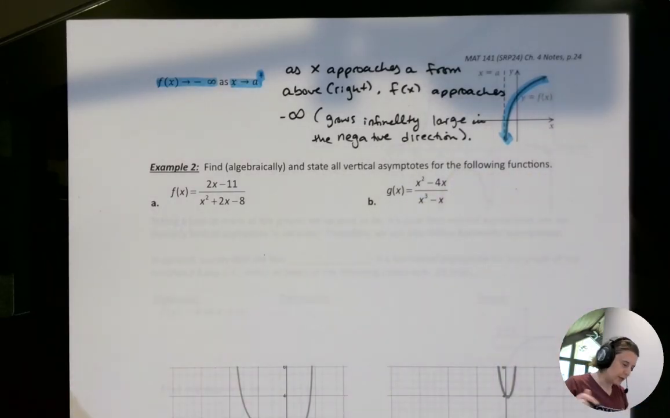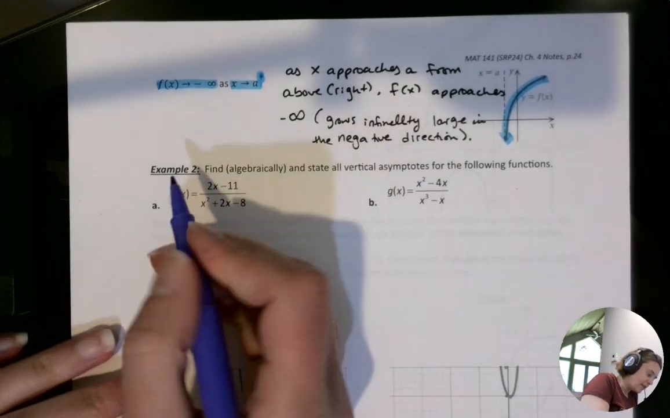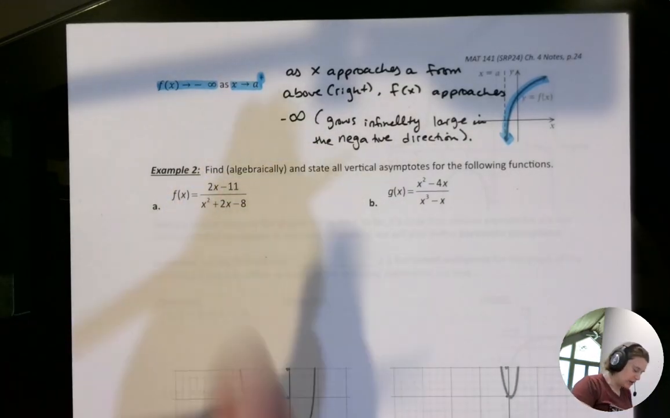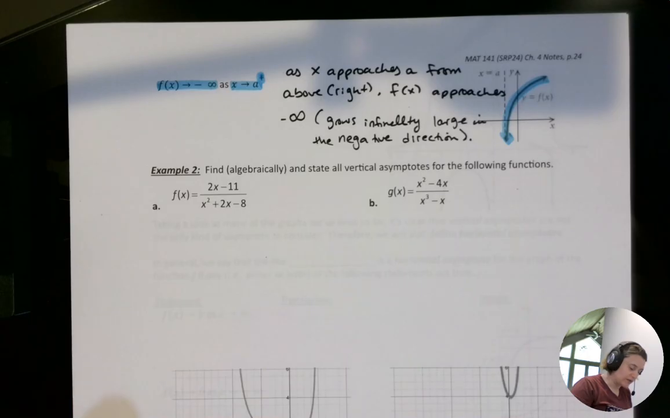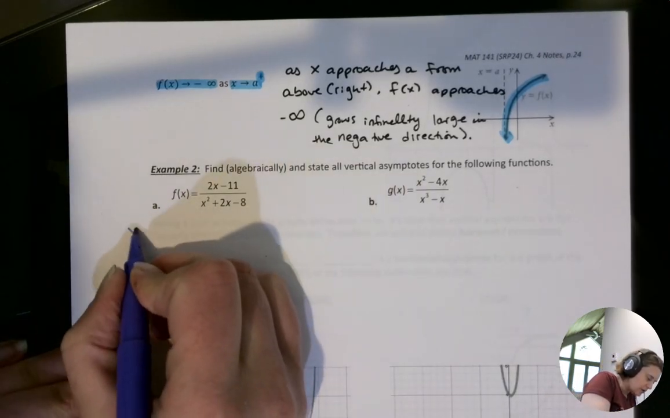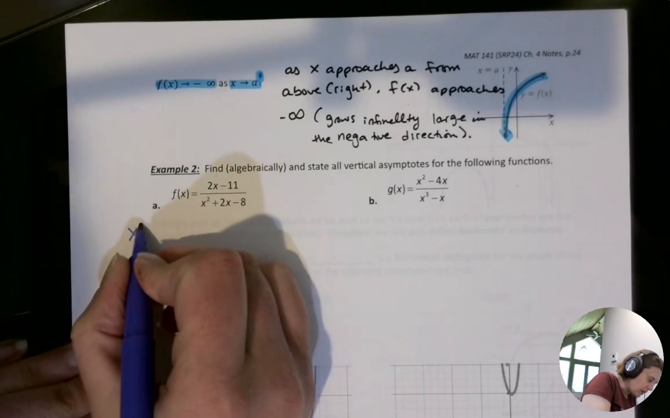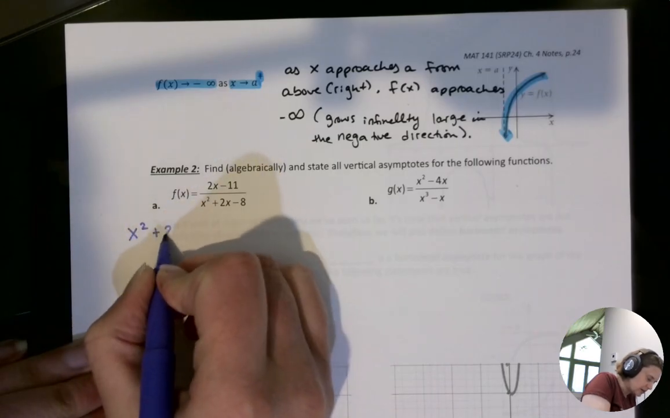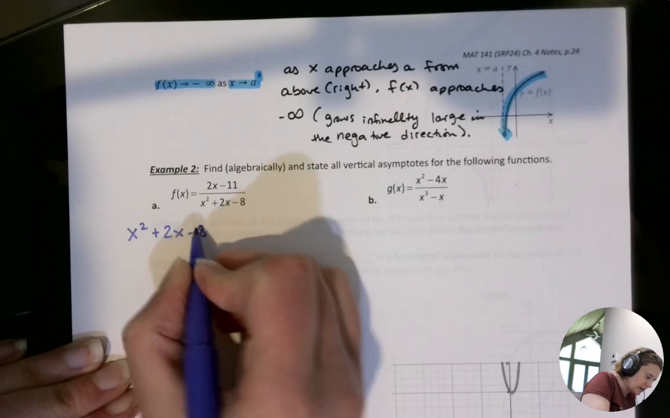So if we look at the denominators here, we want to find out where our denominators are equal to 0. I am going to set them equal to 0. I'm not using the not equal symbol because my goal is to find the location of the asymptotes, not the location of the domain. So let's take x squared plus 2x minus 8.